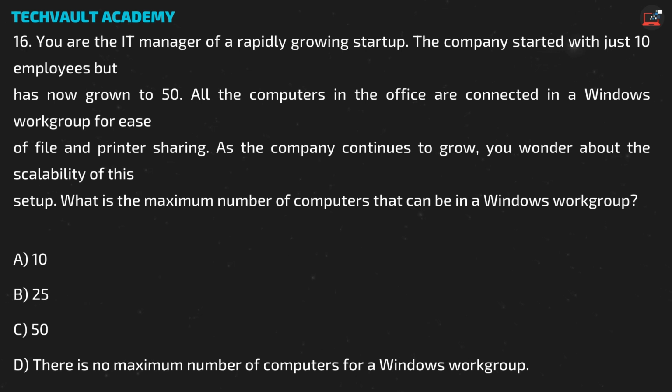What is the maximum number of computers that can be in a Windows workgroup? A. 10. B. 25. C. 50. D. There is no maximum number of computers for a Windows workgroup.